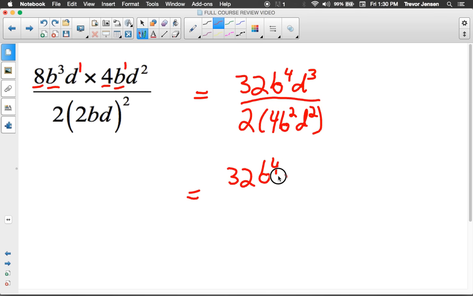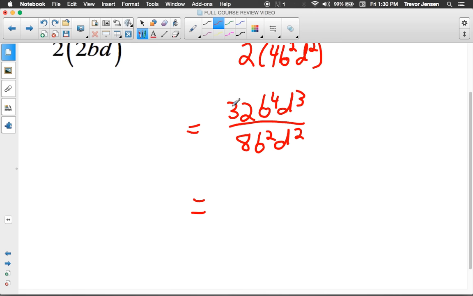So b to the 4, leave the numerator for now. 2 times 4 is 8. And then I have b squared d squared. And last step, let's do our dividing. 32 divided by 8. Divide those just like you would divide any old numbers. 32 divided by 8 goes into 32 4 times.